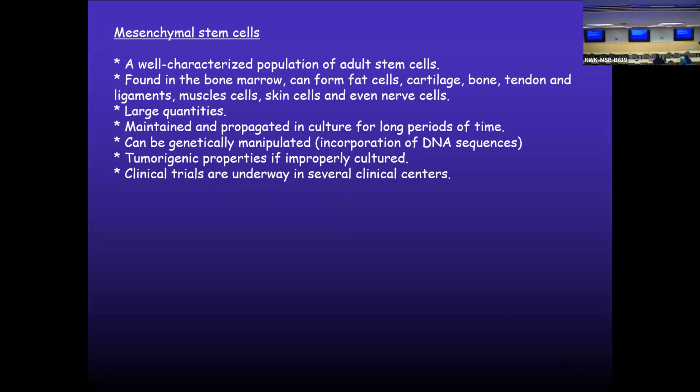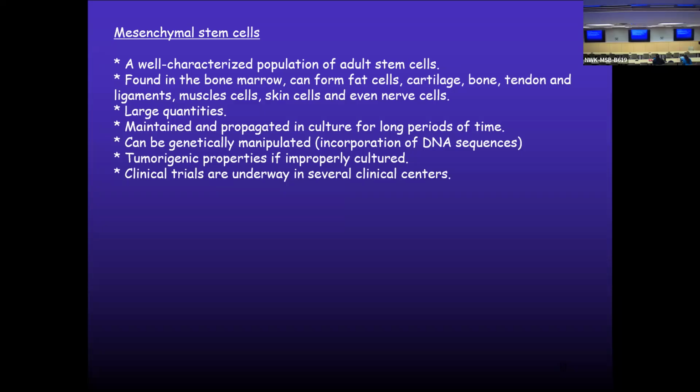You can obtain them in large quantities. That's very important when quantity is an issue, a bottleneck. You can maintain and propagate them in culture for long periods of time. They can be genetically manipulated; you can incorporate DNA sequences. For example, if you take mesenchymal stem cells from a patient and you know what the genetic mutation is in that patient, you can fix that mutation and then put the cells back into the patient. Okay, so they're very amenable to use and to genetic manipulation.